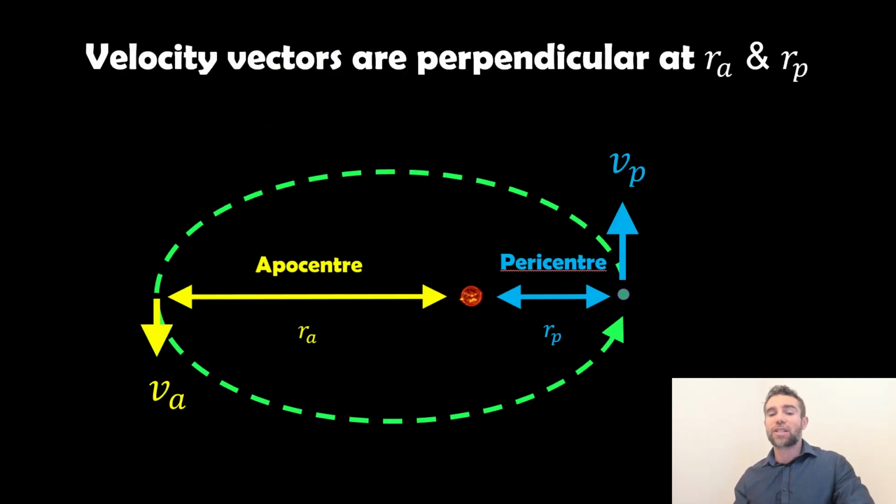So we've got the two velocities there, and at those two locations as well, if we put that in terms of vectors, they will always be perpendicular to the distance between the two objects, so the pericenter and the apocenter. It'll always be perpendicular at those points, which is similar to what it would be on a circular orbit.